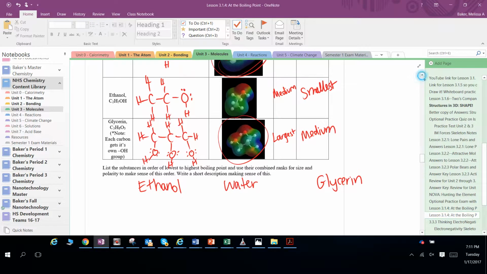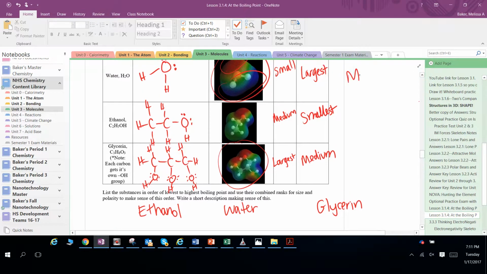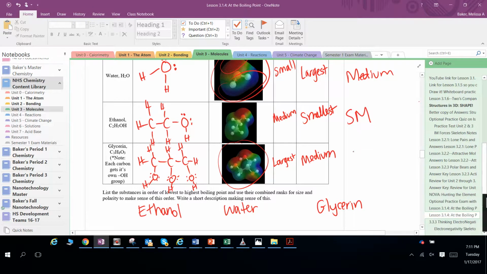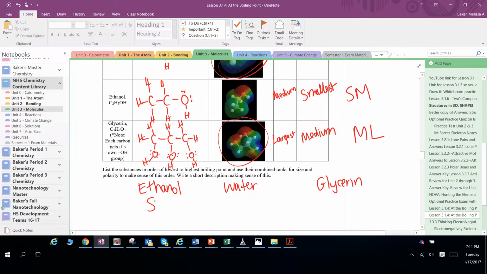And if we combine these ranks, smallest and largest would make a medium. Smallest and medium would make a small medium. And largest and medium would make a medium large. So now if we put these in order, the smallest, if you combine those two forces, would be ethanol, water, and then the glycerin.